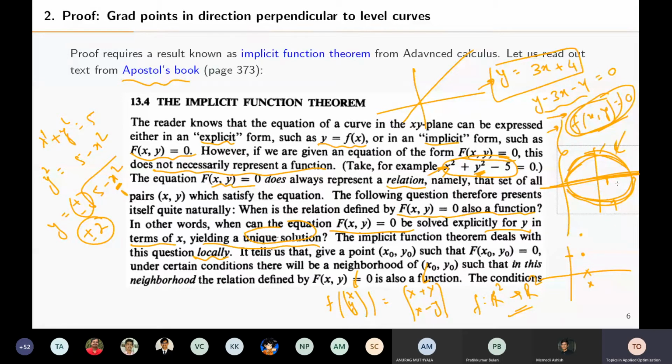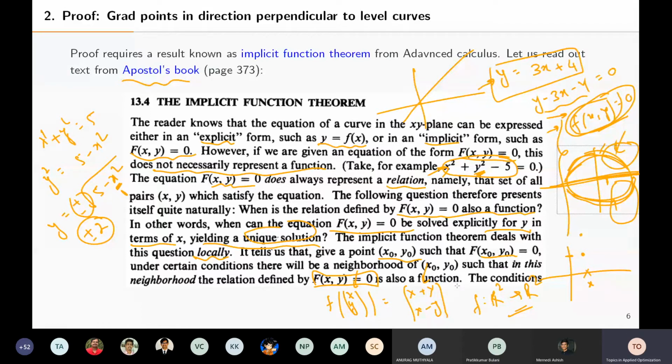Locally, if I look into this portion of the function, then it is fine. For unique x, I have unique y. Locally, if I look into this, then it's fine. For unique x, I have unique y. So locally I can explicitly solve for y, but not as a whole. So the intuition behind the implicit function theorem is rather clear, that locally you can do it. It tells us that at a point (x naught, y naught) which satisfies the equation, under certain conditions there will be a neighborhood of (x naught, y naught) such that in this neighborhood the relation defined by f(x, y) equals 0 is also a function.